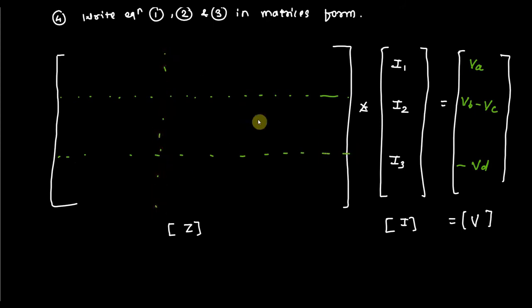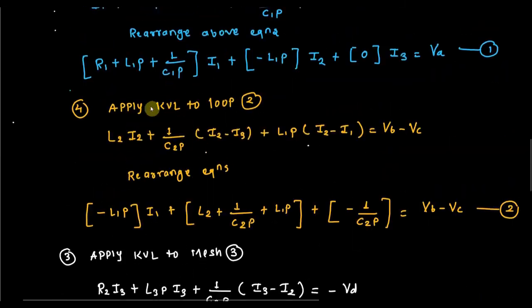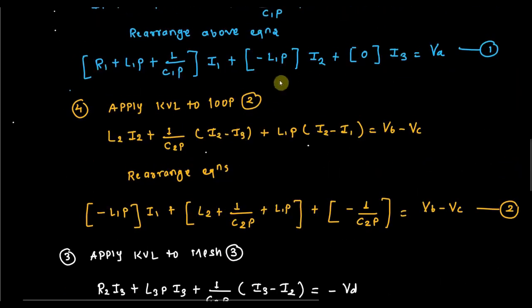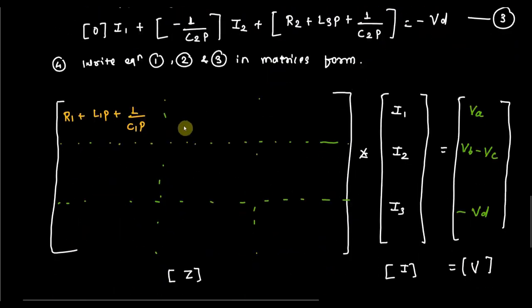So like this. See the first one. First is R1 plus L1P plus 1 upon C1P. So this is the first element with I1. Write the second one, minus L1P, and the third one is 0. So this is minus L1P and this is 0. So this will be the first equation. I have written it in the same form.